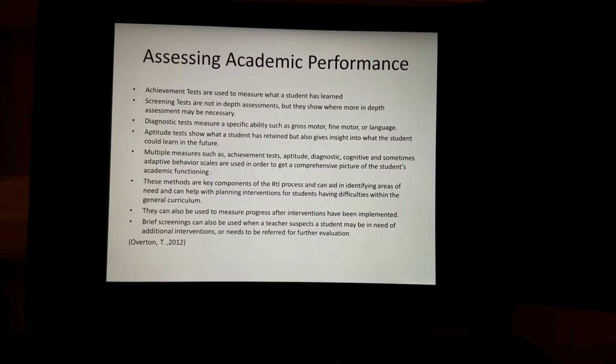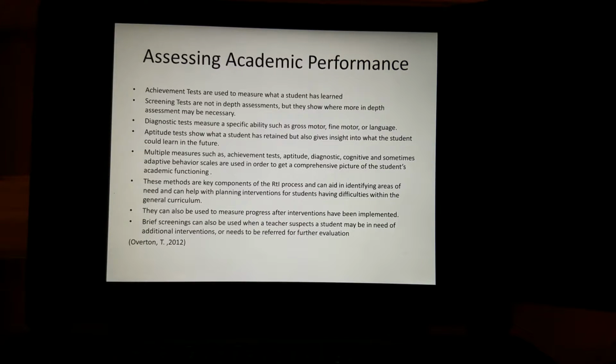Achievement tests are used to measure what a student has learned. Screening tests are not in-depth assessments, but they show where more in-depth assessment may be necessary. And diagnostic tests are going to measure specific abilities, such as gross motor, fine motor, or language. An aptitude test will be something like an SAT, where it shows what a student has retained as far as instruction, but also gives insight into what the student could learn in the future.